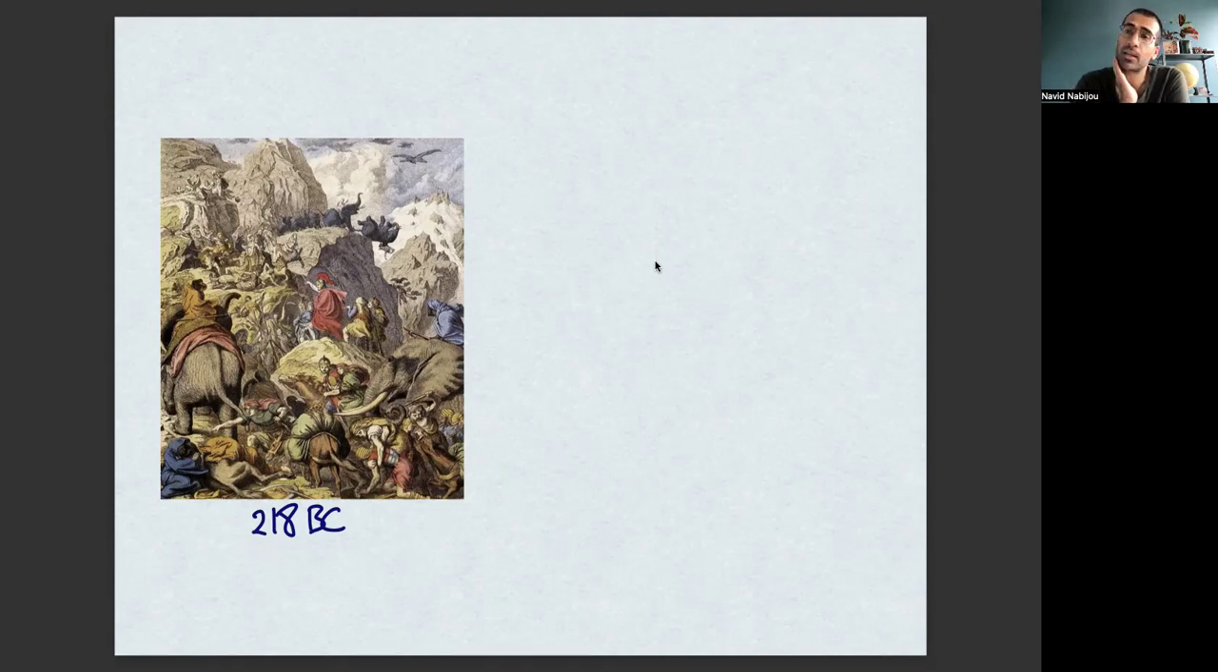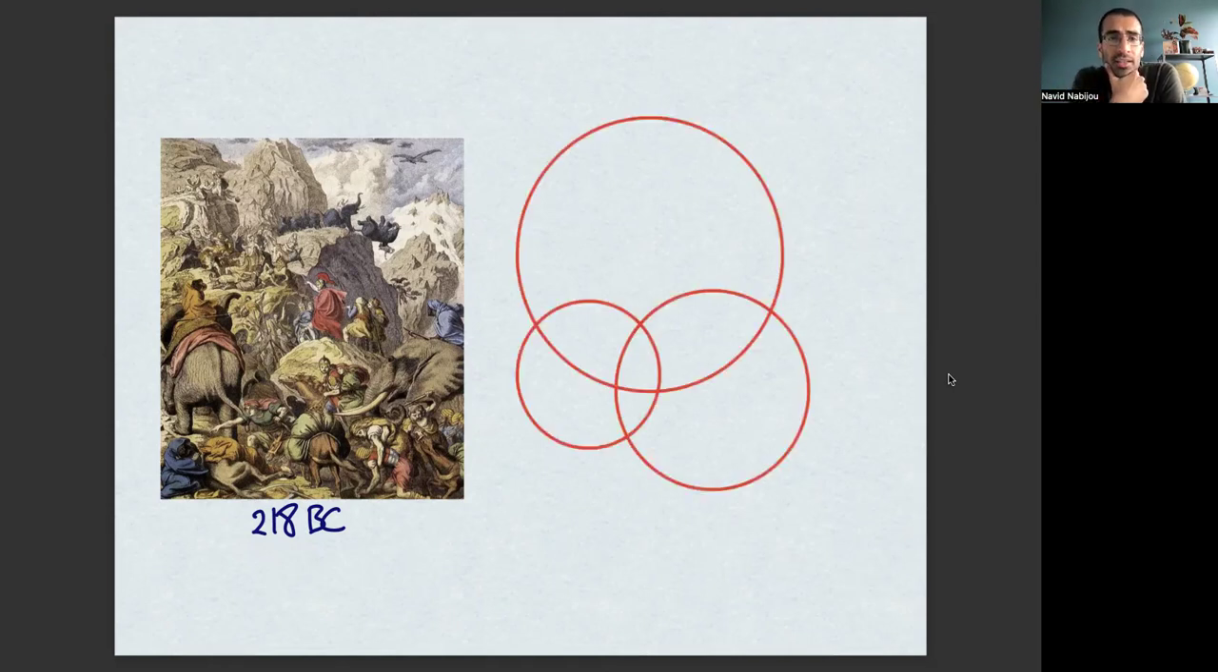Okay, so this is happening in the Western Mediterranean. At the other end of the Mediterranean, there was someone called Apollonius of Perga, who was living in what is now Turkey. And he was thinking about something maybe a little bit less exciting than leading his elephants across the Alps. So he was thinking about the following problem.